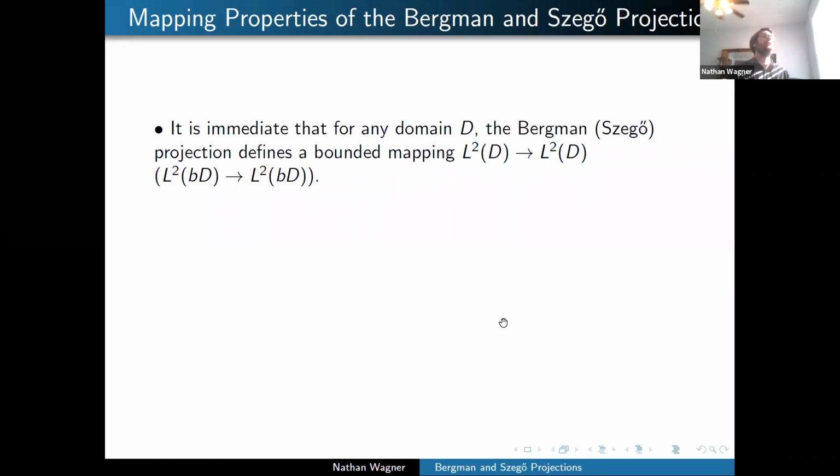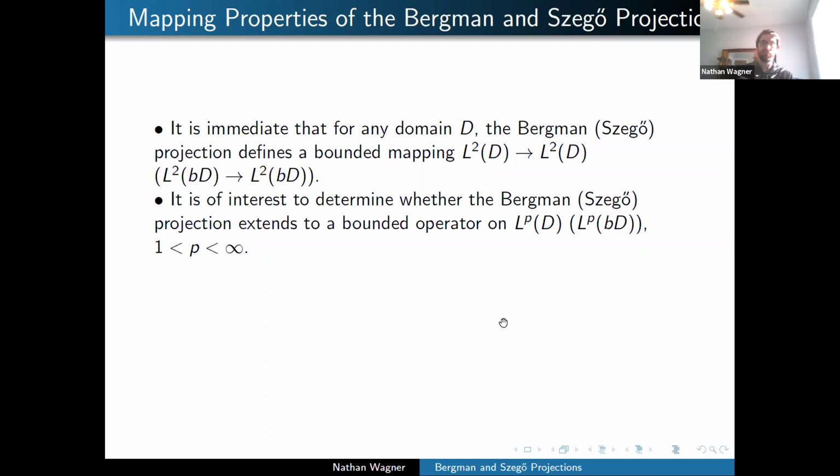A lot of what I study is the mapping properties of these operators on various function spaces. It's immediate just by the definition that the Bergman and Szego projections are bounded on L2. That's because they're defined as projection operators. And it's of interest to determine whether the Bergman and Szego projections extend to a bounded operator on LP. This is a question that often comes up in harmonic analysis, which is part of my background: we look at integral operators and then try to determine LP boundedness.